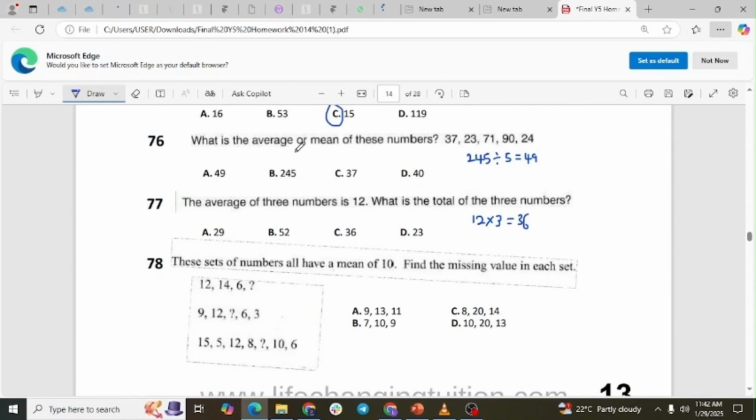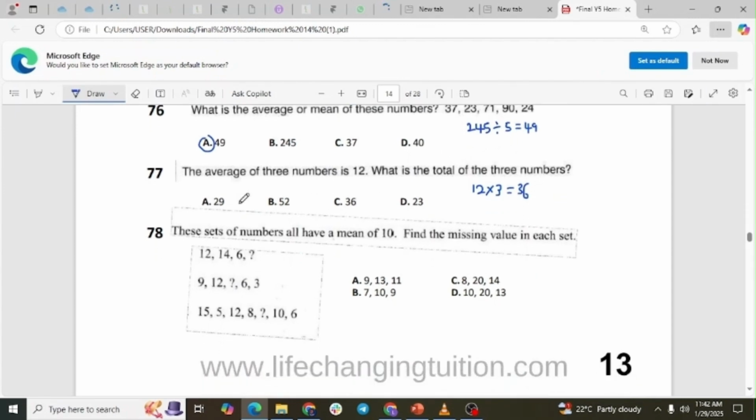Question 76. What is the average or mean of these numbers? 37, 23, 71, 90, 24. Correct answer A, 49. Explanation. Add all the numbers. 37 plus 23 plus 71 plus 90 plus 24 equals 245. Divide by 5 numbers. 245 divided by 5 equals 49.